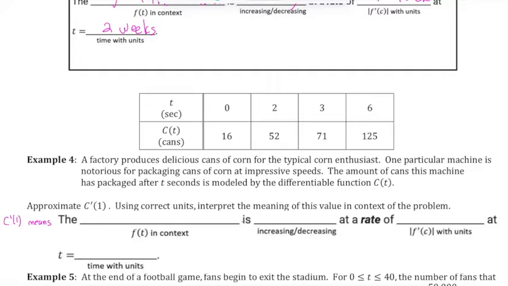But one particular machine is notorious for packing cans of corn at impressive speeds. The amount of cans this machine has packaged after t seconds is modeled by the differential function above. Right? So after 0 seconds, it's producing 16 cans of corn. Notice after 2 seconds, it's producing 52. Then it jumps up to 71, and then it jumps up to 125. So the rate is increasing here, it looks like. But let's calculate what it is. It says approximate C of 1. So that is here. So we're going to take our average rate of change between these 2 points to estimate what the derivative at 1 is.